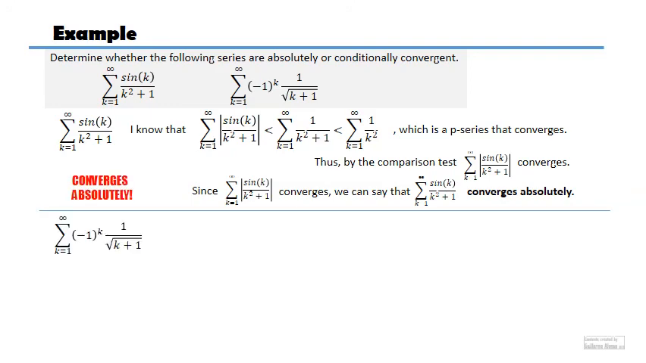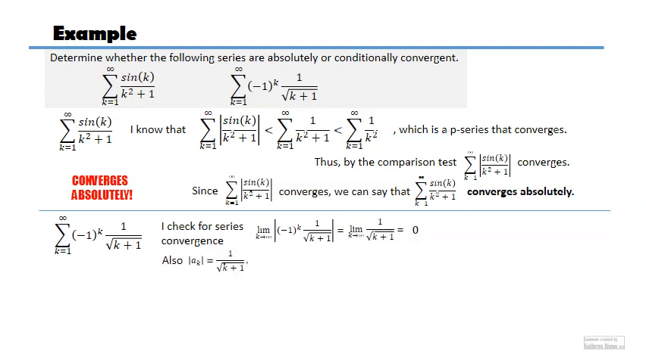The next one, I have this function here. So let's see what happens to this one here. I check for the series convergence. I take the limit, and the limit goes to 0. Good. I check the second condition. Here's a sub k. Here's a sub k plus 1. And I see that a sub k plus 1 is smaller than a sub k. So the series converges. The alternate series converges.